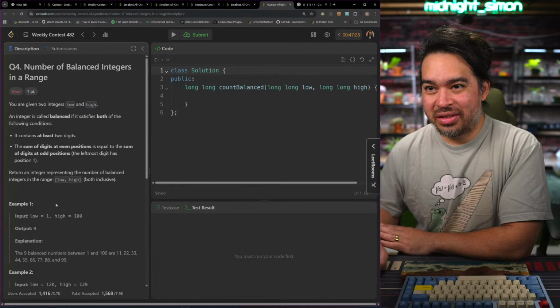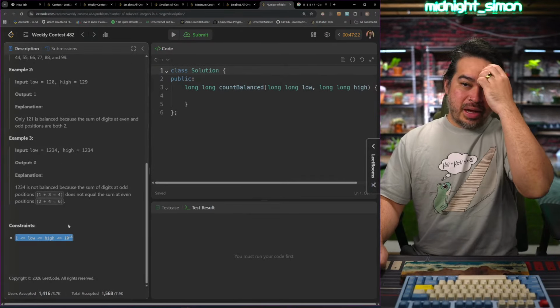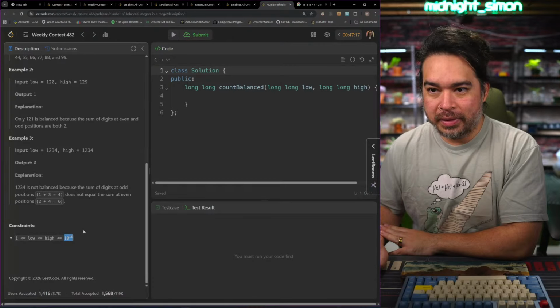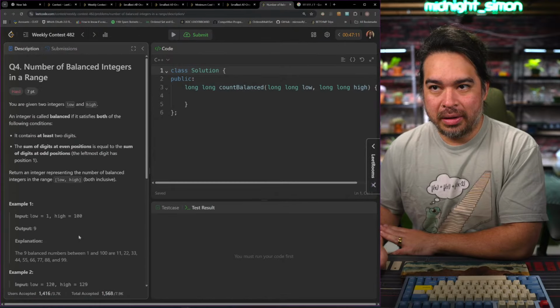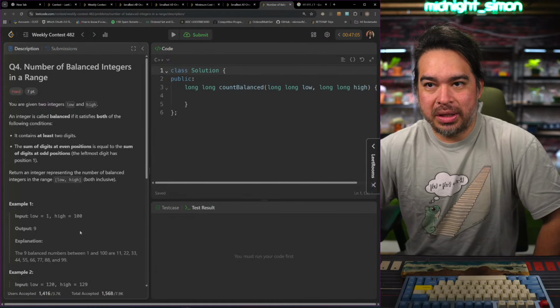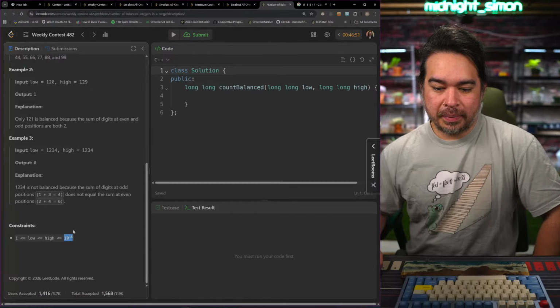It's a digit DP type of problem, man. Because look at them dang constraints. 10 to the 15? Sounds like a big number. Feels like digit DP. So 10 to the 15, how big is that? Does that mean only 15 digits?